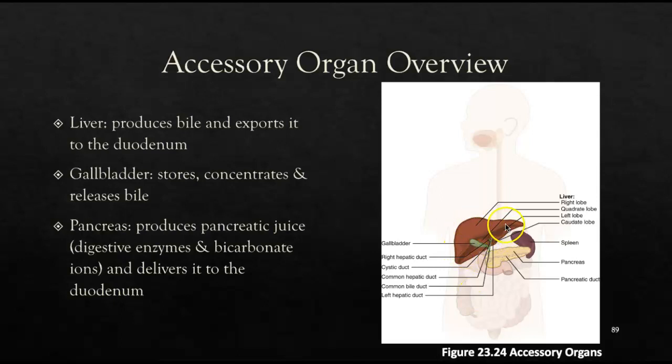First, we've got the liver here, which is going to help produce bile and export it to the duodenum. Of course, our liver has lots of other functions, but this is what we will focus on. Then we've got our gallbladder here that is going to store, concentrate, and release the bile. And lastly, your pancreas, which is going to produce the pancreatic juice, including digestive enzymes and bicarbonate ions, and will then deliver it to the duodenum.